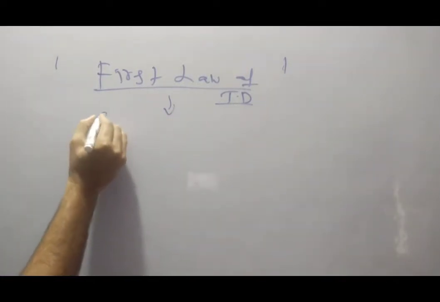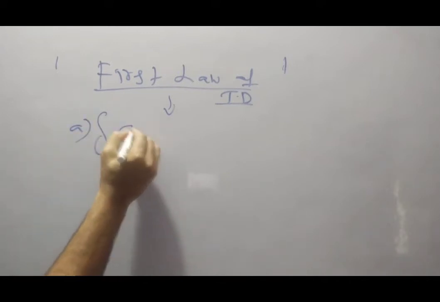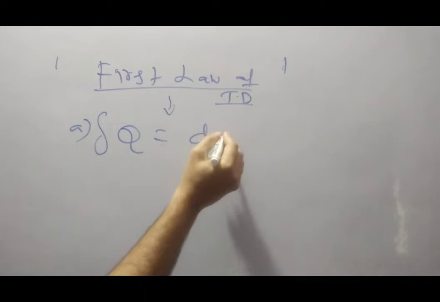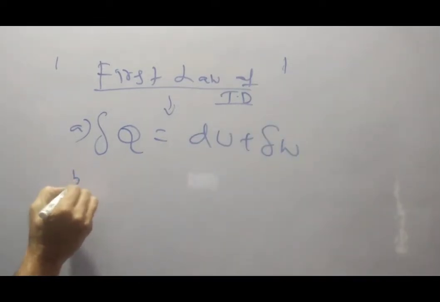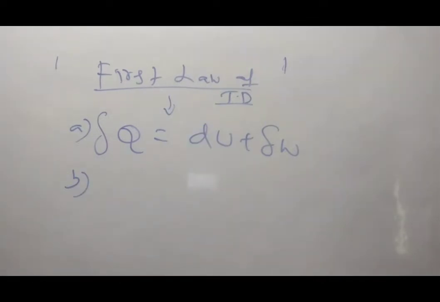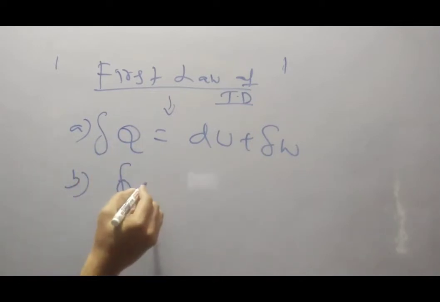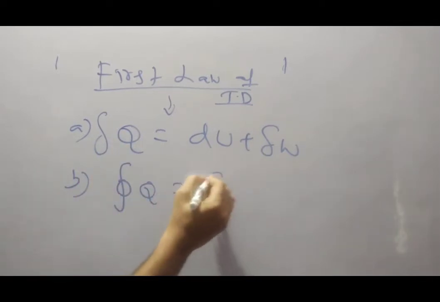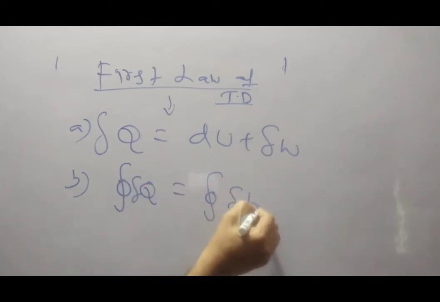The first one is this one. First law is defined like this: delta Q equal to dU plus delta W. Right? This is the first statement of the first law of thermodynamics. And this one is the cyclic integral of delta Q equal to the cyclic integral of delta W. This is our second statement here, right?